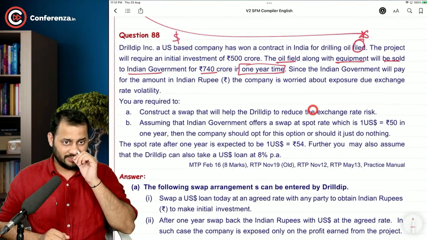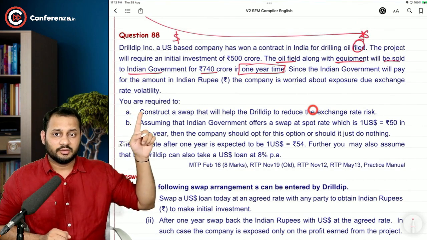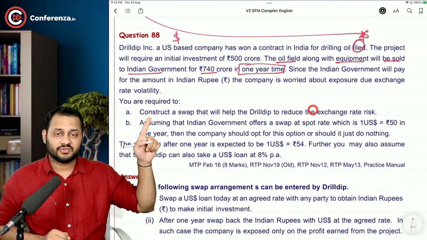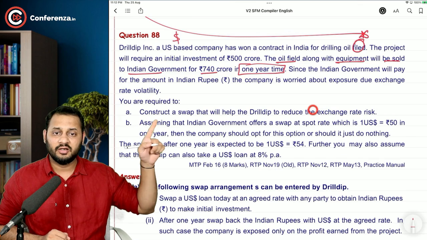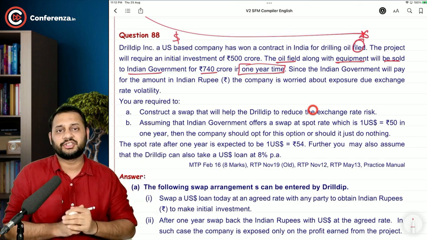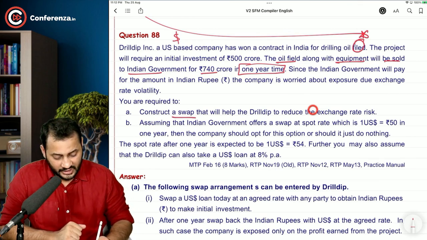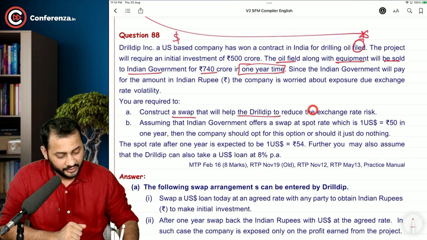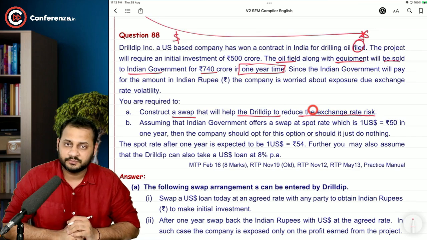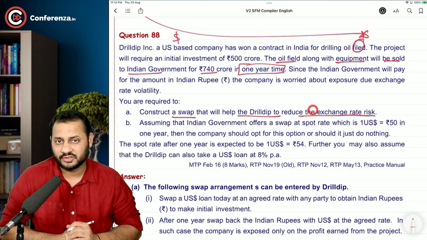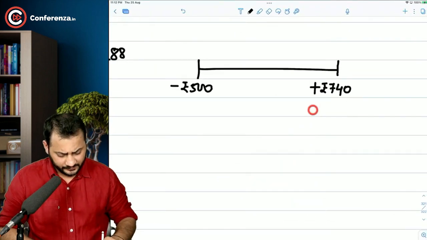Okay. Now construct a swap that will help Drill Dip reduce the exchange rate risk. Now how are you going to construct a swap? It's just a simple thing, I will tell you.